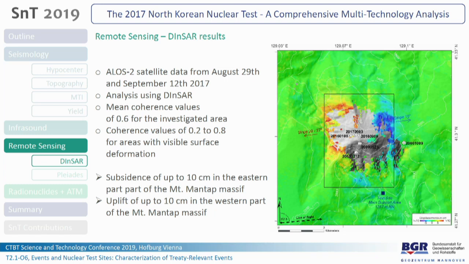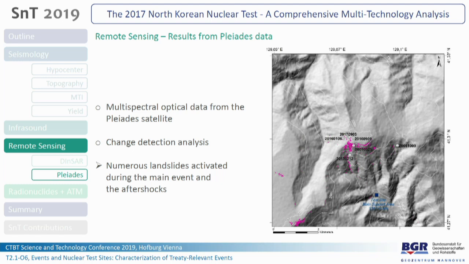From remote sensing data from the Pleiades satellite, we can do a multispectral optical data analysis and detect changes. All these little purple dots here indicate that some kind of landslide was activated during the test, or right after the test, or a longer time after the test. You can see here they're mostly concentrated around the test site.